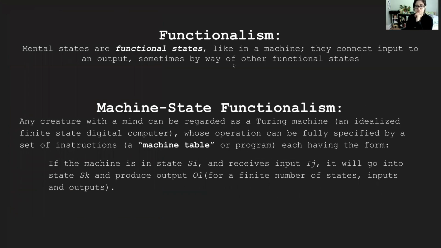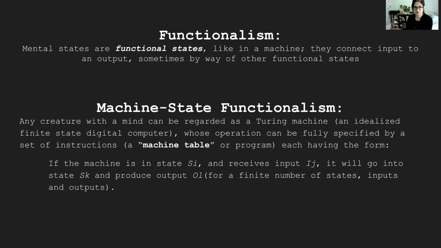So here we have a definition of functionalism again. And functional states, right, are understood to be functional states like in a machine. They connect input and output, sometimes by way of other functional states. And machine state functionalism is a specific kind of functionalism and a specific kind of computational functionalism, according to which any creature with a mind can be regarded as a Turing machine. And a Turing machine is an idealized finite state digital computer whose operation can be fully specified by a set of instructions called a machine table or a program.